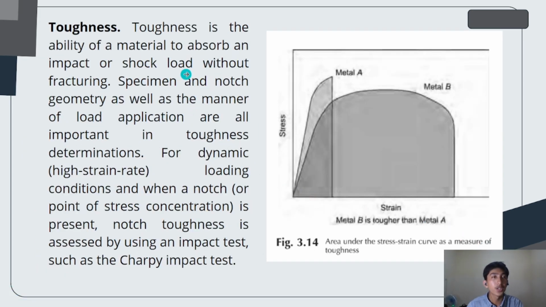Toughness. Toughness is the ability of a material to absorb an impact or shock load without fracturing. Specimen and load geometry, scale, and the manner of load application are all important in toughness determination. For dynamic or high strain rate loading conditions, a notch or point of stress concentration is present. Notch toughness is ascertained by using an impact test, such as the Charpy impact test.